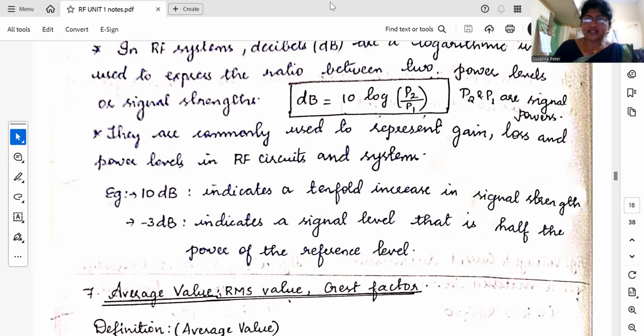Good day, students. So in the last video, we have seen about characteristic impedance, impedance matching, decibels, signal to noise ratio, and also about S parameters. Fine. So in this video, we will be discussing average value, RMS value, and crest factor. Along with this, we'll also go through sensitivity, selectivity, and dynamic range. With that, our basic parameters of RF will be over, and then in the second half we will move on.